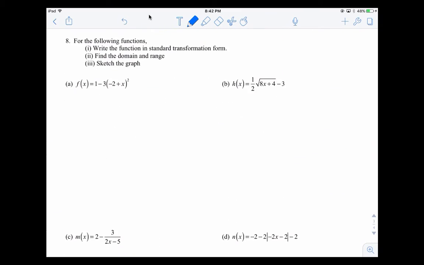Okay, so number 8 asks us to write it in standard form, find the domain and range, and then we want to sketch the graph. Okay, so I'm probably going to sketch the graph and then figure out what the domain and range is. That's probably a little bit easier.